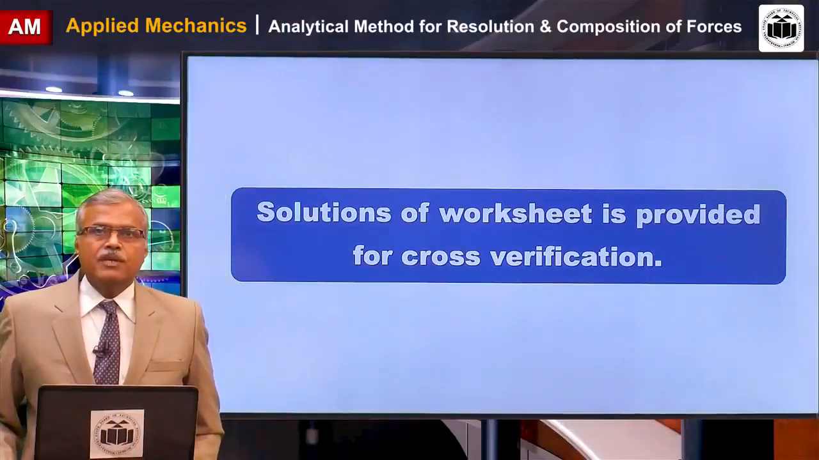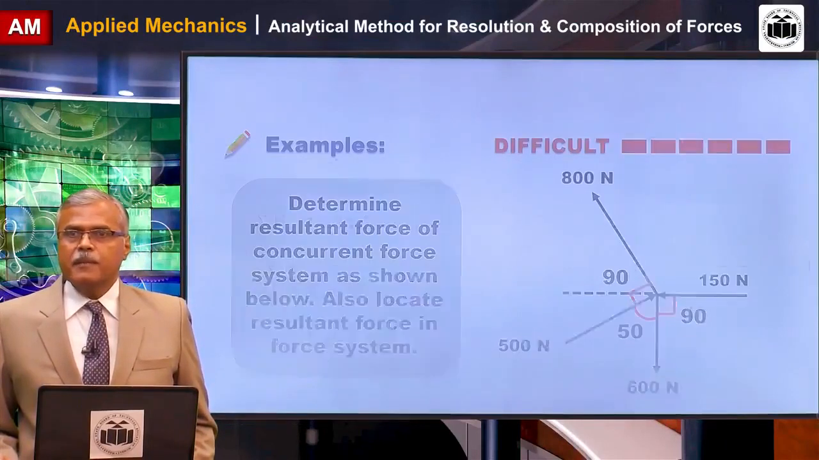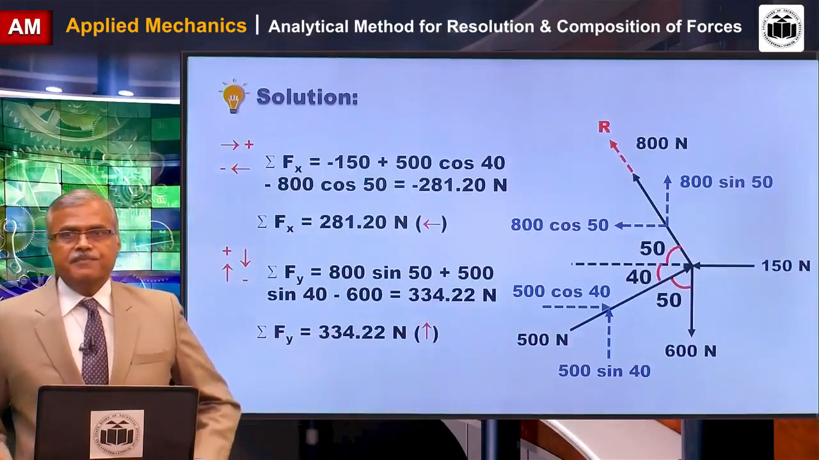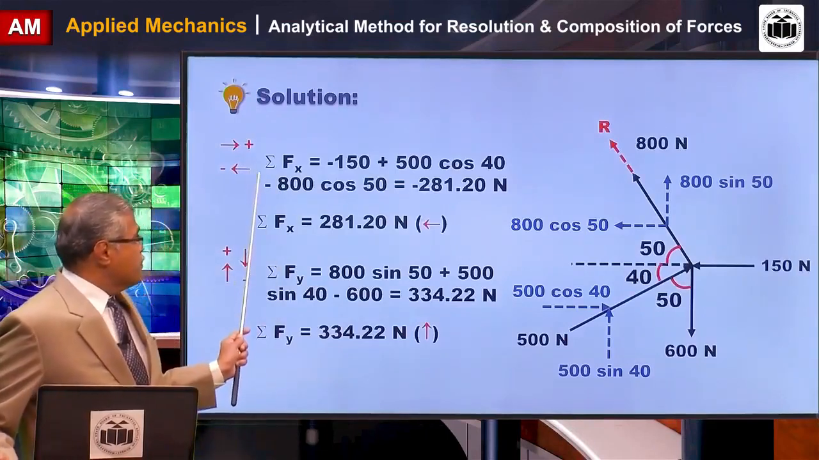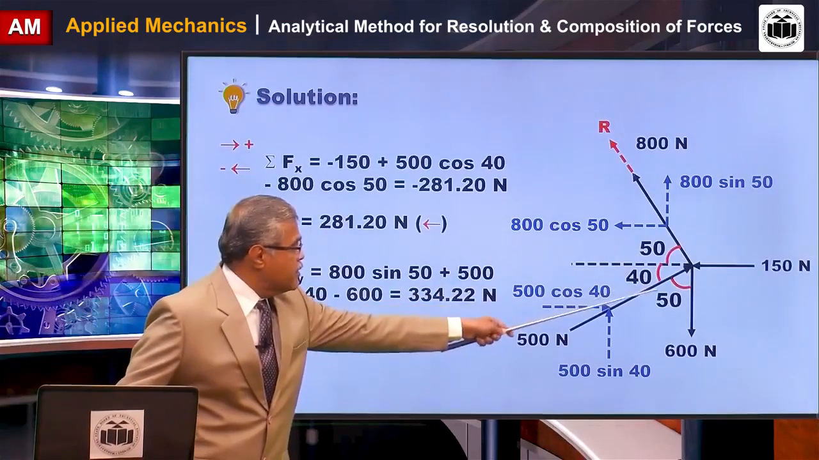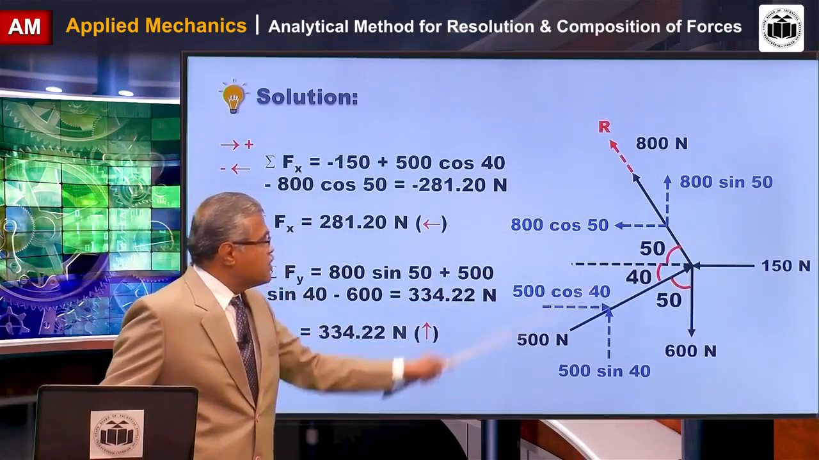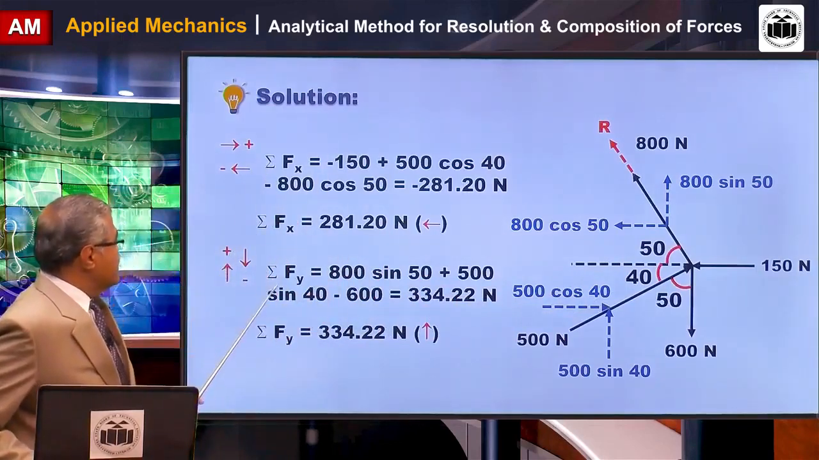The solutions of the worksheet are provided for cross verification. Here is example number 1, for which the solution is given. What we have to do here is determine the angle made by each force with the horizontal and show the components. Then we have to find summation Fx and then summation Fy.